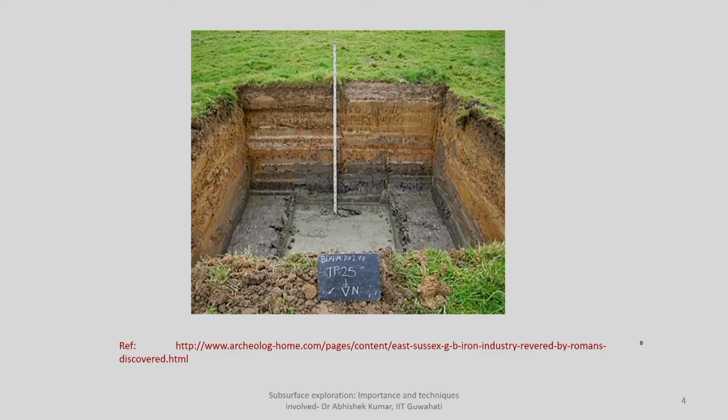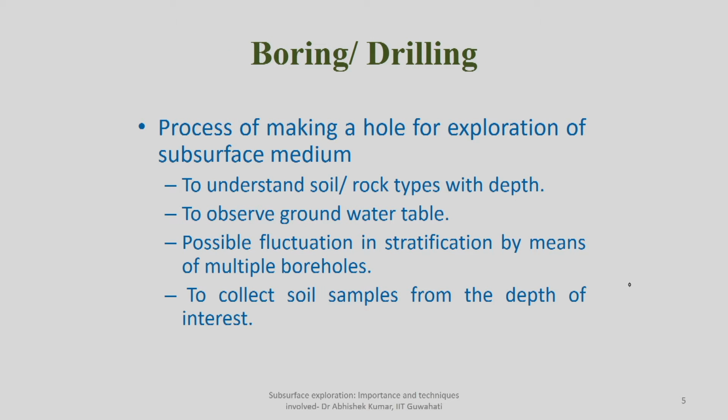whether the sample is cohesive, cohesionless, what is the strength characteristic of the soil, and so forth. Once you know the soil type, once you know the stiffness of the soil, you can go for detailed investigation. Then you go for boring and drilling methods. Boring we precisely use in case of soil sampling. Drilling is more commonly used when you are going for sampling in case of rocks.